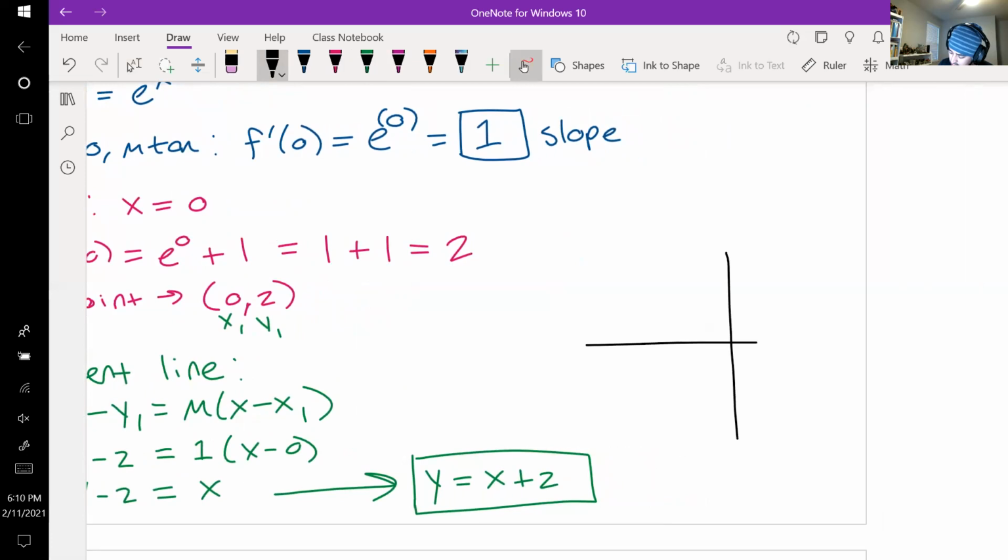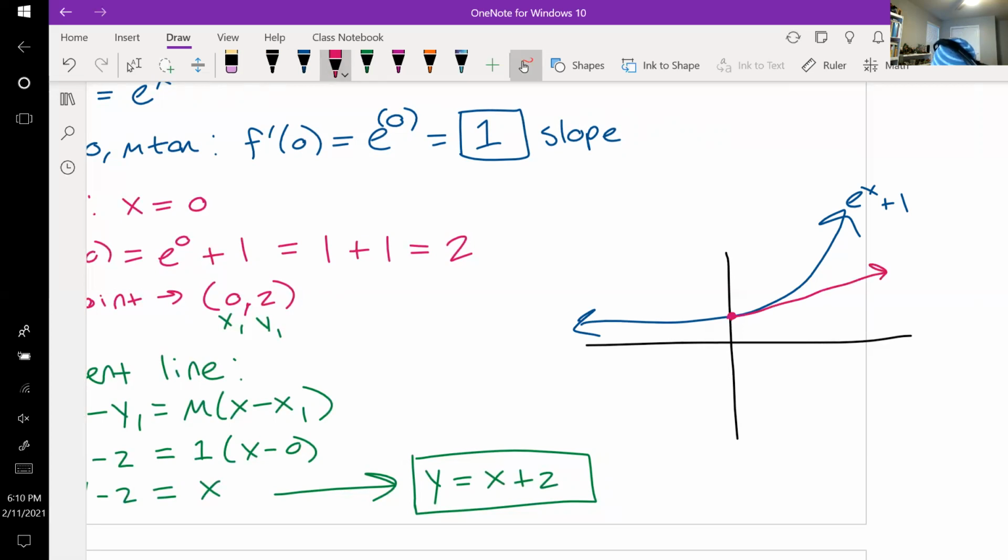And that would look something like this. Here's e to the x plus 1. And then here is the point 0, 2. And it's x plus 2. So you would look something like this. There you go.